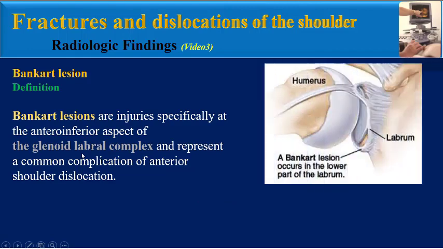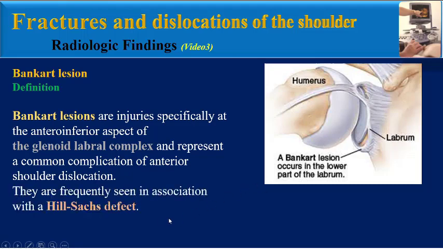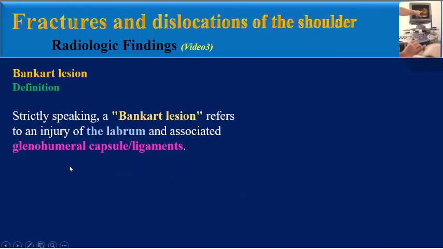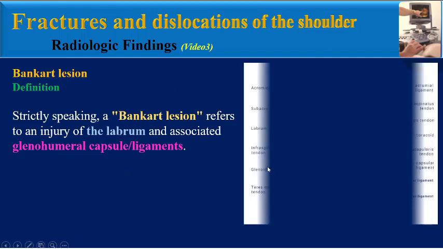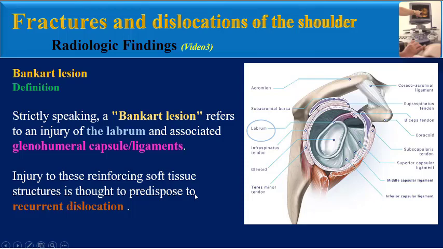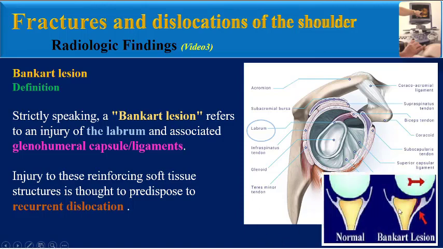Bankart lesions are injuries specifically at the anteroinferior aspect of the glenoid labral complex and represent a common complication of anterior shoulder dislocation. They are frequently seen in association with a Hill-Sachs defect. Strictly speaking, a Bankart lesion refers to an injury of the labrum and associated glenohumeral capsule and ligaments injuries. Injury to these reinforcing soft tissue structures is thought to predispose to recurrent dislocation.